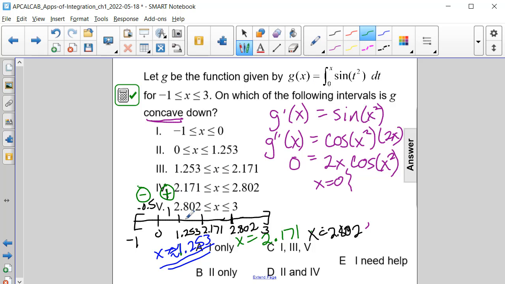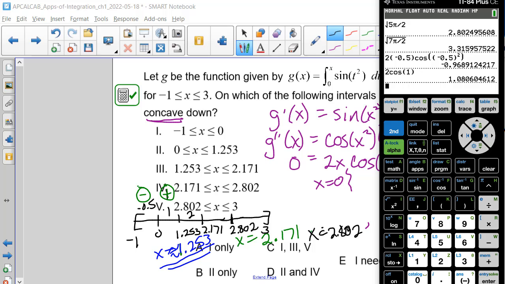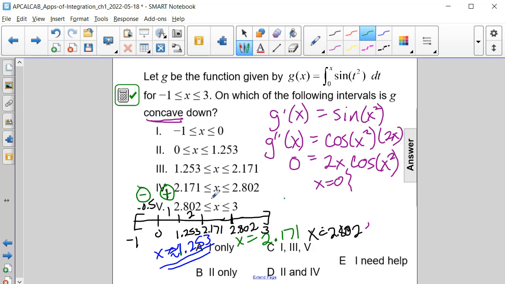And now if we evaluate in between 1 and 253 thousandths and 2 and 171 thousandths, we could pick 1.5 or 2. I think 2 is an easier value. We would have 2 times 2, which is 4. 4 times the cosine of 4. When we evaluate this, we end up getting a negative value. So we have concave down here for this value.